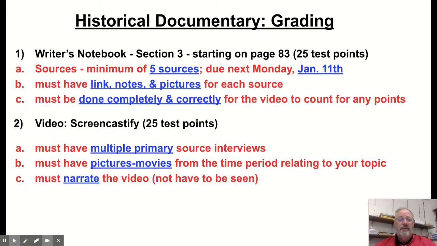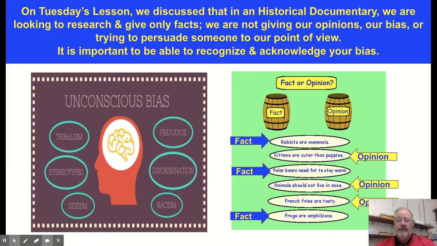We went over every day how we're grading this. We'll do it in 2 parts. The first part is the 5 sources that you have in your writer's notebook, starting on page 83. This will be worth 25 points. And next week, we'll talk about making our documentary with our Screencastify. And I said earlier that your research must be done completely correctly to be able to have the Screencastify graded and started.